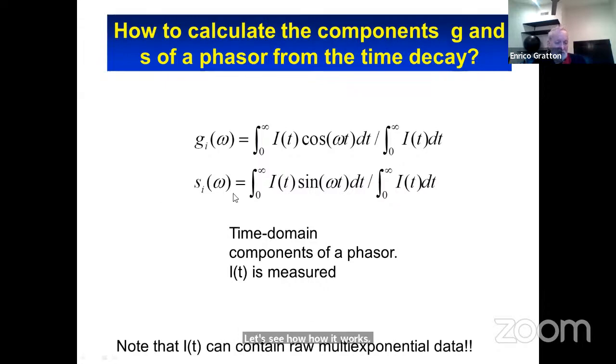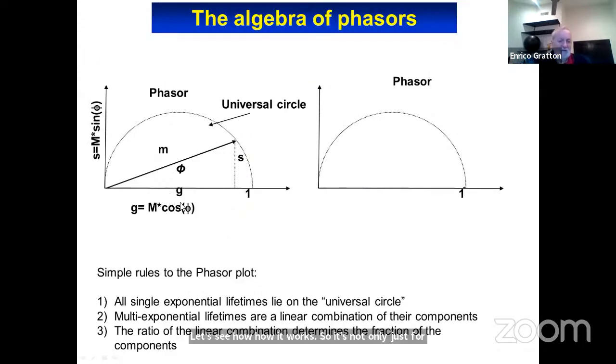It's not just the Fourier transform. First of all, the points will have a modulation and a phase. The phase will be larger the larger the lifetime is, which is measured along the universal circle. On this axis we plot G, and on this axis we plot S. The universal circle determines the points that are inside it and the points that are outside it. We will have examples of both, and you have seen from Lionel a presentation that points can be outside or inside. The important thing is that a single exponential lifetime must be on the universal circle. If points are on the universal circle, then you have a single exponential decay.